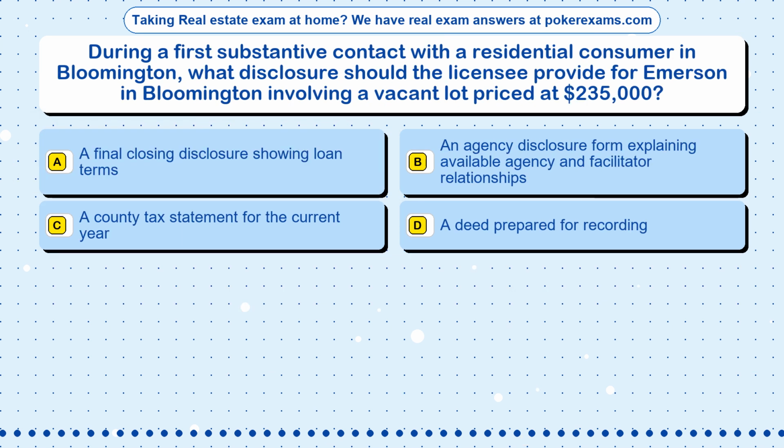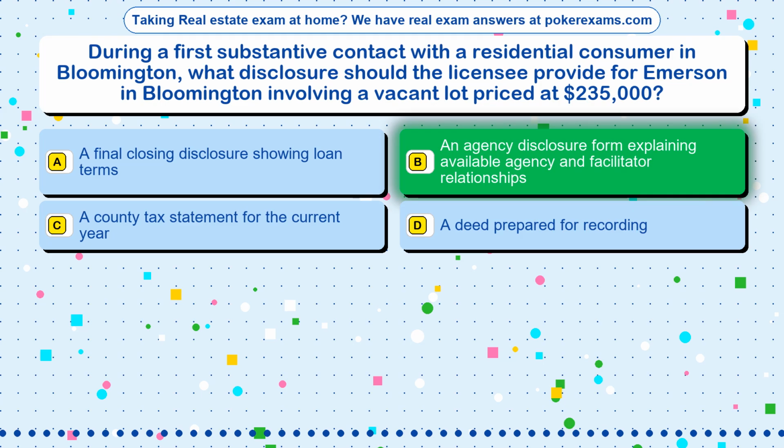Question 46. During a first substantive contact with a residential consumer in Bloomington, what disclosure should the licensee provide for Emerson in Bloomington involving a vacant lot priced at $235,000? Option A. A final closing disclosure showing loan terms. Option B. An agency disclosure form explaining available agency and facilitator relationships. Option C. A county tax statement for the current year. Option D. A deed prepared for recording.